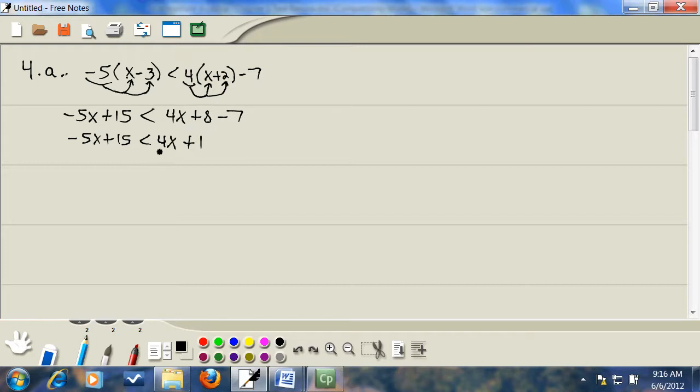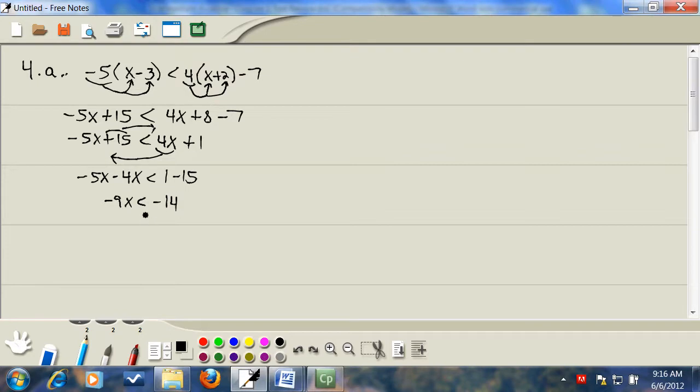Step 3, get everything with an x on one side, numbers on the other. So I'll take the 4x over there. I'll take the 15 over here. When you move anything across your inequality symbol, the sign changes. So the 4x becomes a negative 4x. The positive 15 becomes a negative 15. At any step, combine together like terms. Negative 5x, negative 4x is negative 9x. And combine together numbers. 1 minus 15 gives us negative 14.